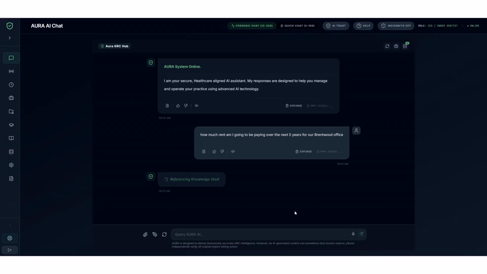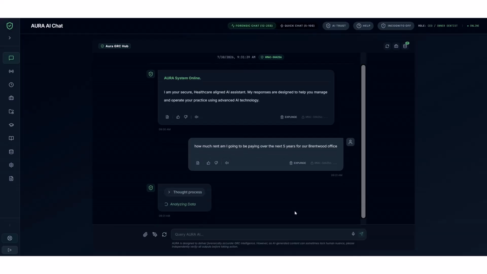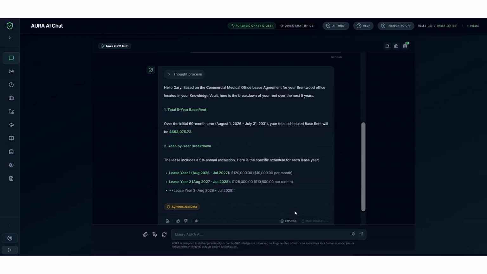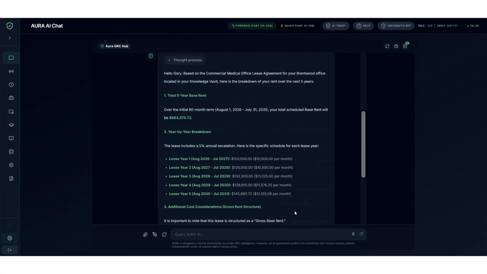All right, so it's going to go through the Knowledge Vault, try and find maybe a document related to a lease. But notice I didn't say lease specifically. So we're going to see if it's smart enough to realize, hey, Gary's asking me a question about a lease. All right, so it's analyzing the data. And here we go. Look at that. How amazing is that? It's going to break it down year by year.